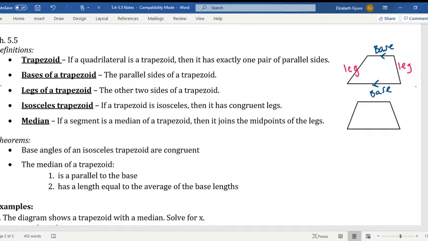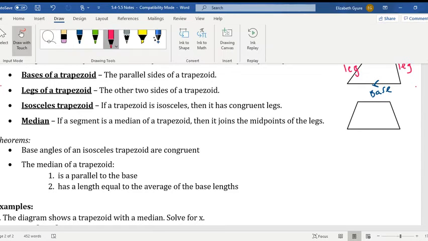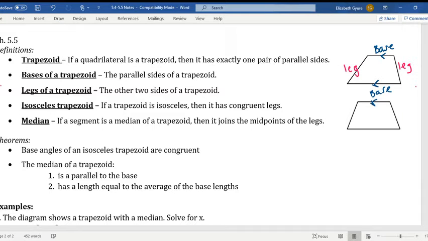All right. So that's kind of why those properties still work for this. And a lot of the things are going to be the same. So if a trapezoid is isosceles, then it has congruent legs. So you would still have your parallel bases, and then you would have your congruent legs.